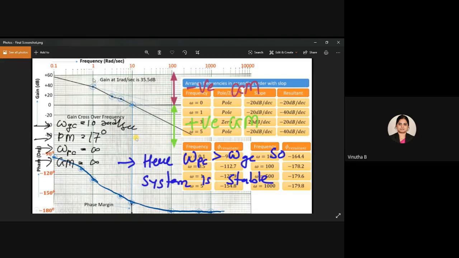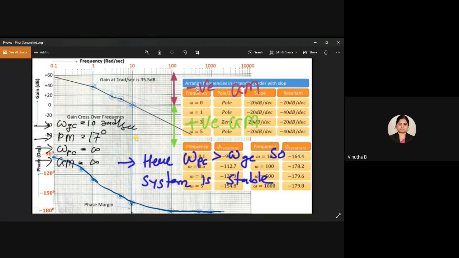So here you can see what is that first thing that I did. First, I have to mark a point in dB for omega is equal to 1 radian per second. So 1 radian per second line is this one. So here I will be marking a point which is 35.5 dB. How did I mark this? From this 0 reference line, I have to go up to 35.5 dB and put a point there. Once that is done, what is that next thing you have to do?